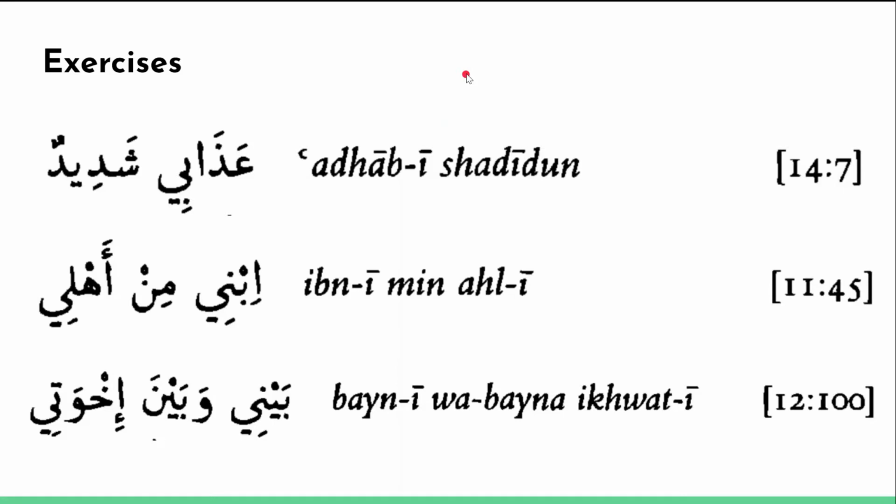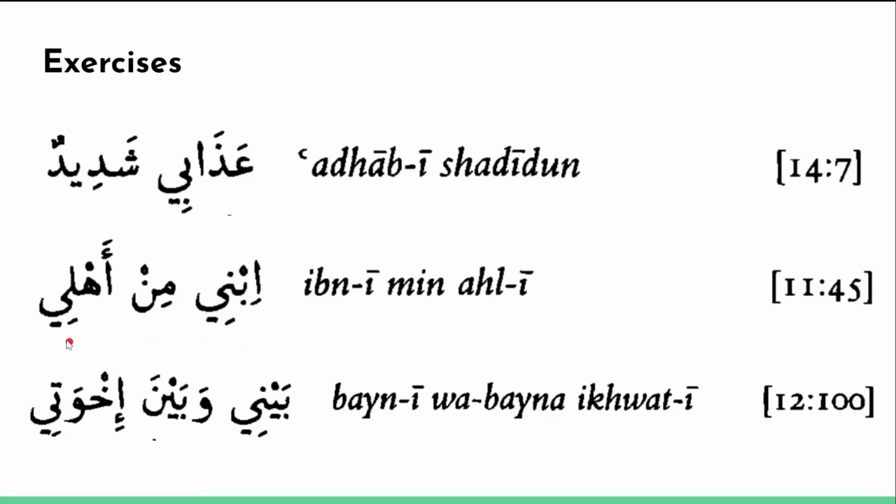So, عذابي شديد. Adab is punishment. Adabi, my punishment. Shadidun is severe. So my punishment is severe. And you'll notice that this is an indefinite predicate describing a definite noun. Adabi shadidun, my punishment is severe.